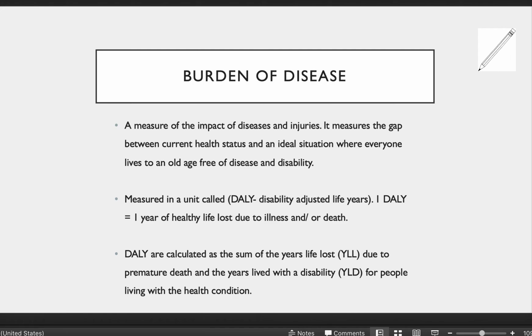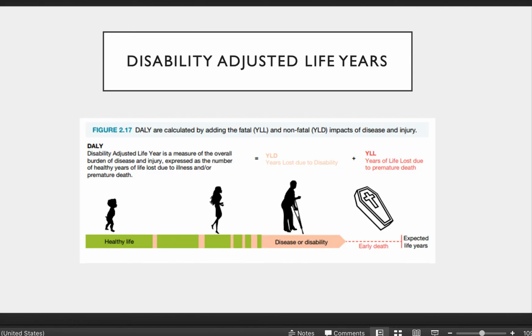So what we actually do with this is we use a calculation called DALY, which is the disability adjusted life years. One year of healthy life lost due to illness and/or death. This is calculated by looking at the YLL and the YLD. And if we add the two of these up, we will find out what the DALY is.